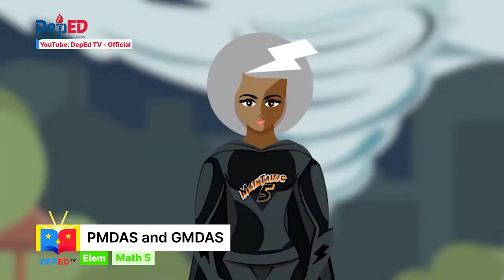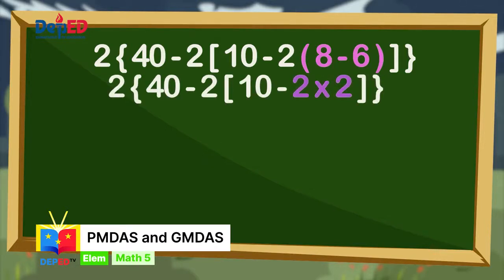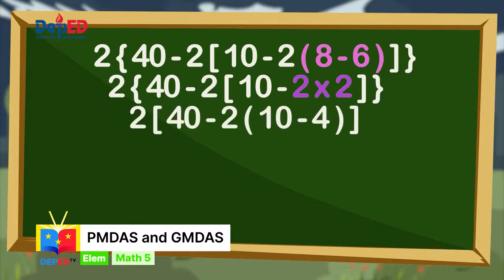Math heroes, it's time to check your answers. For this expression, we will begin by operating the numbers inside the innermost parenthesis first. That is, subtract 8 by 6 to get the difference of 2. Next, we apply Rule 2 by multiplying 2 by 2 to get the product of 4. This time, we will operate the numbers inside the parenthesis with subtraction operations. That is, 10 minus 4 is equal to 6.